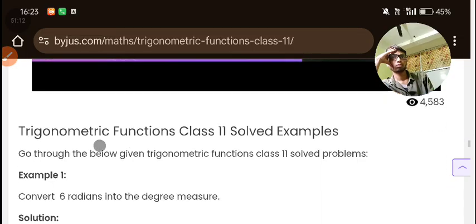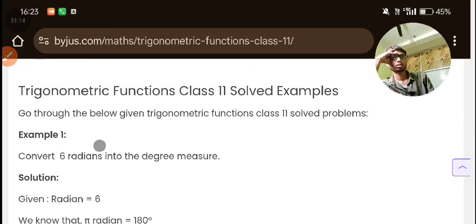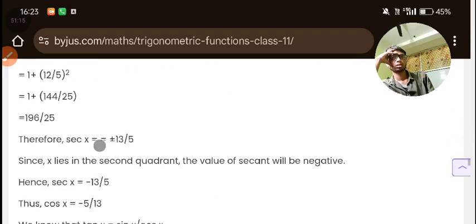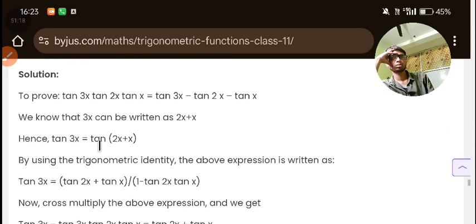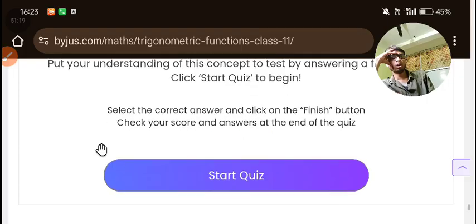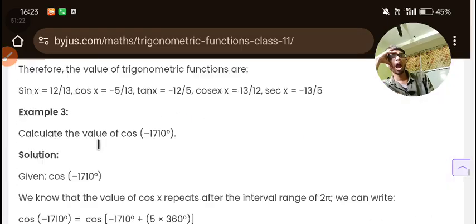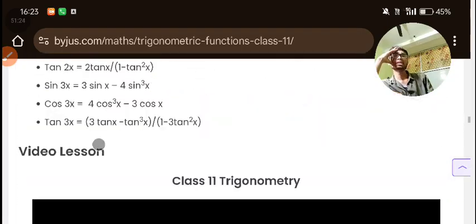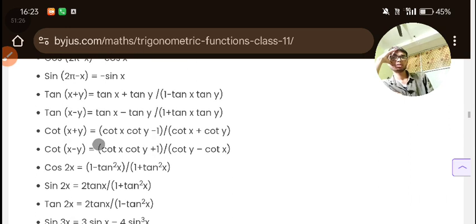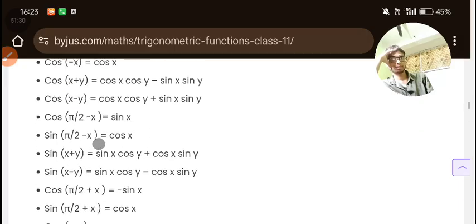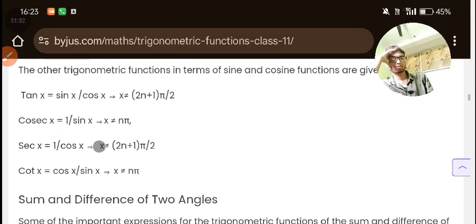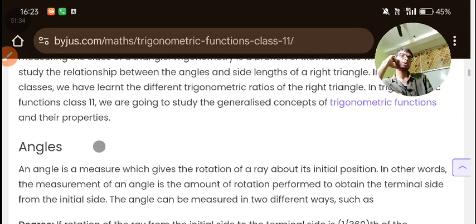There are a lot of formulas. You will have to remember this many formulas by visualizing.